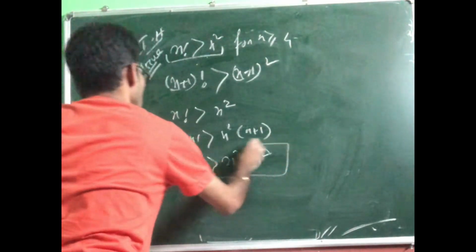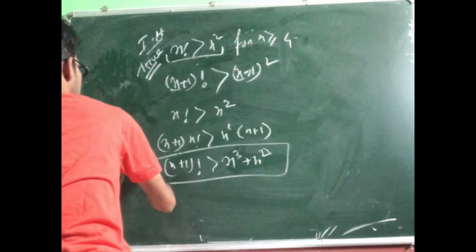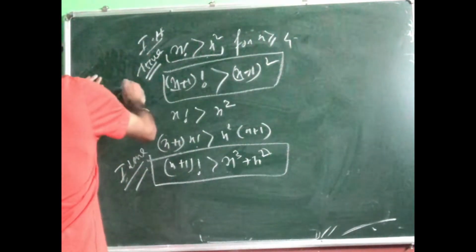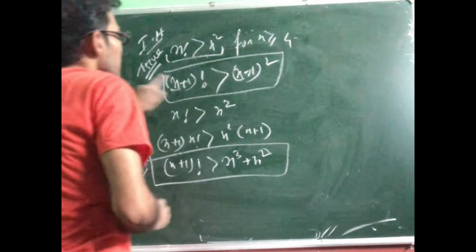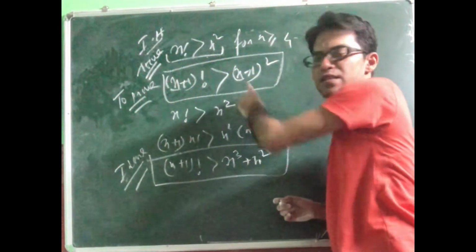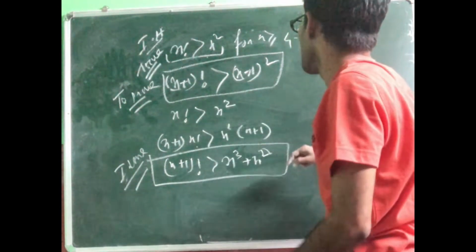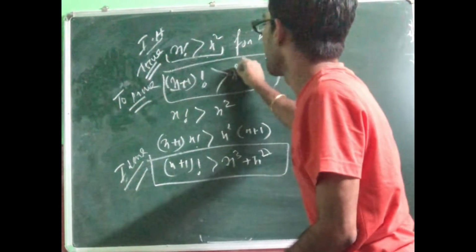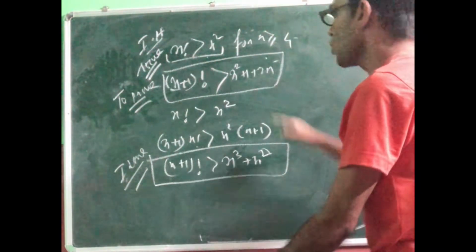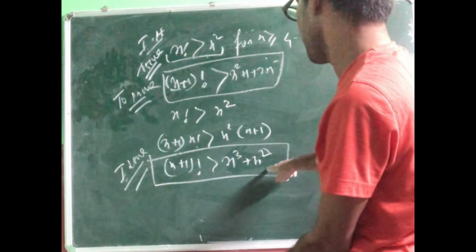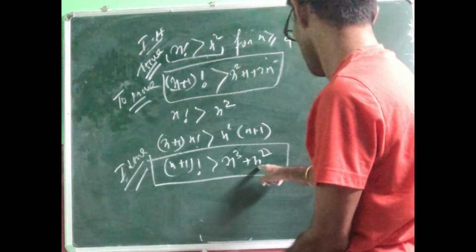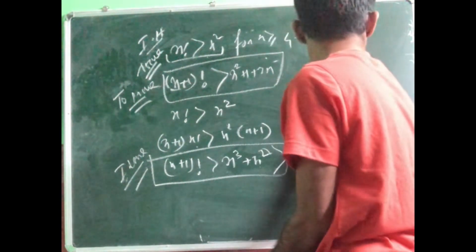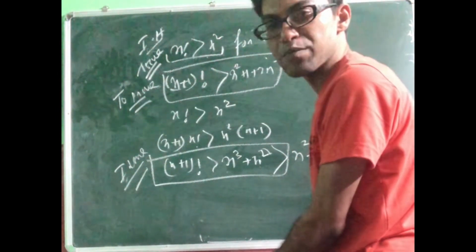So this is what I have, and this is what I am required to prove. Next thing I can do is break down this n plus 1 whole square into n square plus 1 plus 2n. So this is what I am required to prove, and this is what I have. So I have this one, and then if somehow I can prove that this is bigger than n square plus 1 plus 2n, then I am done.